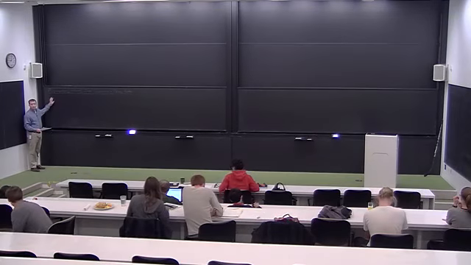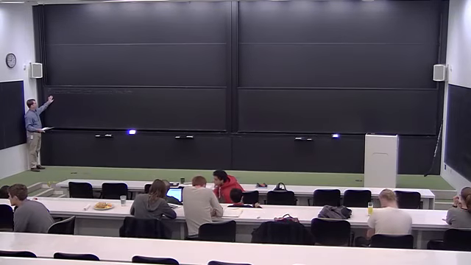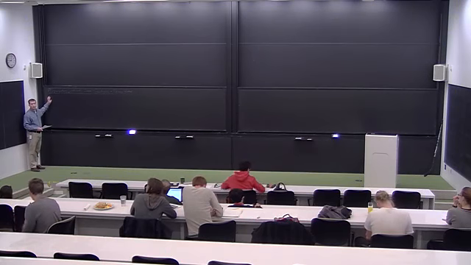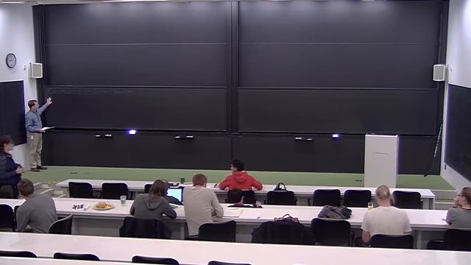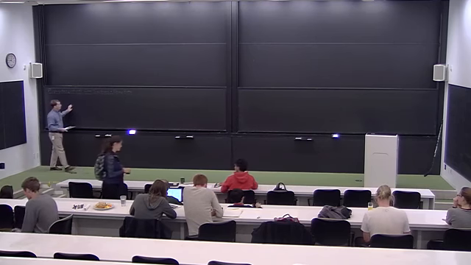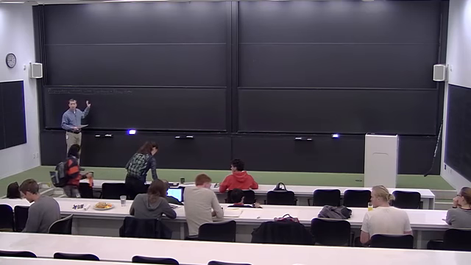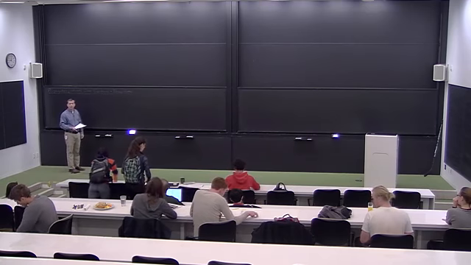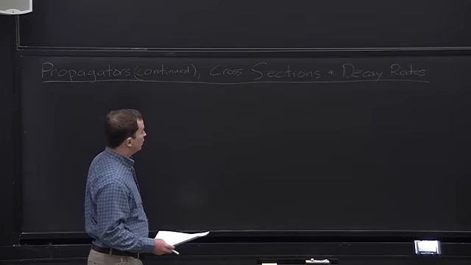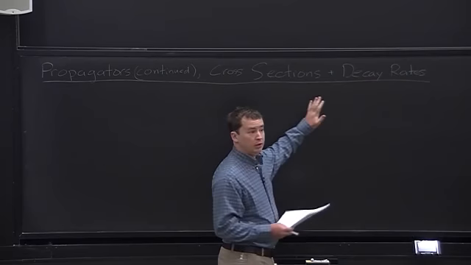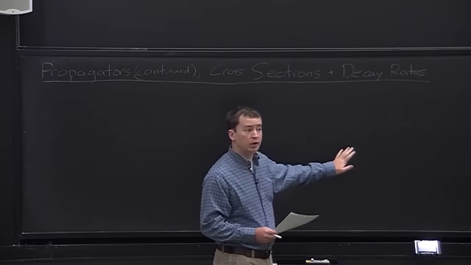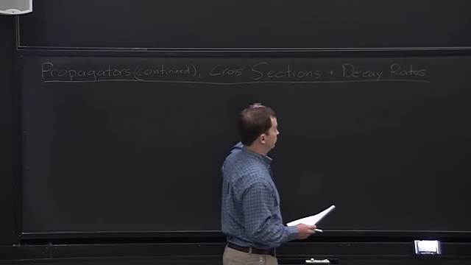Today we're going to first finish up our discussion from yesterday. Yesterday we were discussing propagators in the free scalar field theory. And then we'll move on to begin our discussion of interacting scalar field theories. And the objects we'll be interested in computing will be cross-sections and decay rates. Those are what we can physically measure.